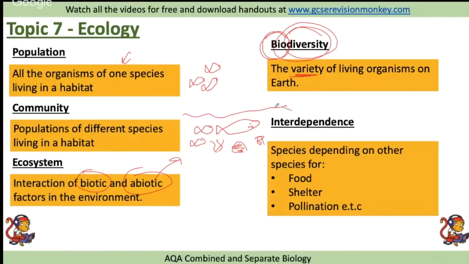Final word, interdependence. That is the dependence of different species on each other. So some species could be dependent on each other for food, perhaps for shelter. So birds are dependent on trees for shelter, for example. Pollination, so bees depending on particular species of flowers depending on particular species of bees for pollination, for example.